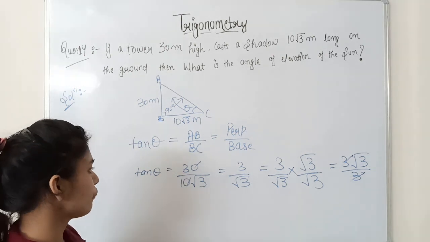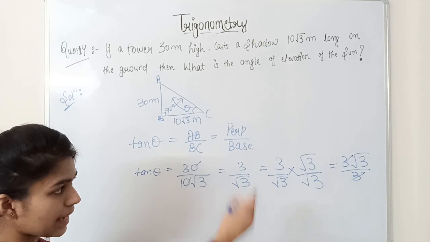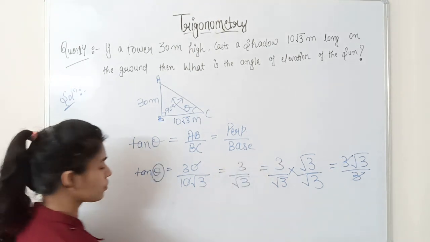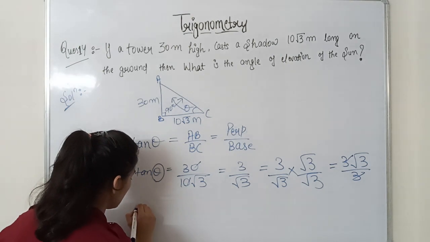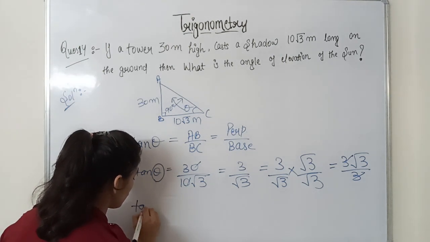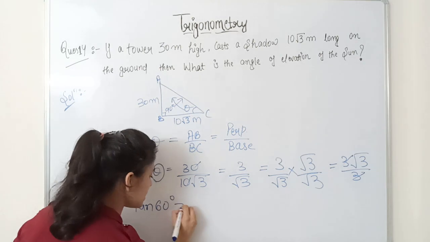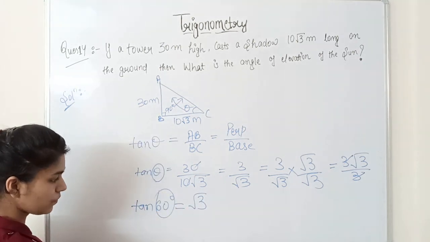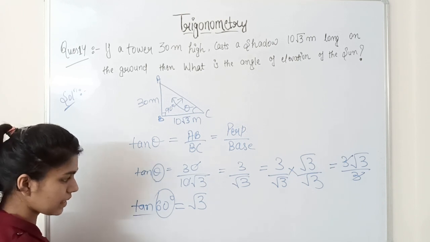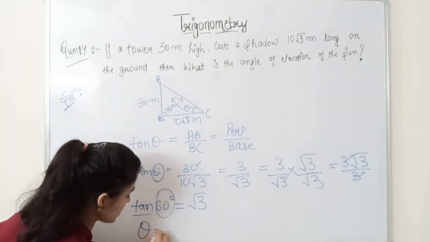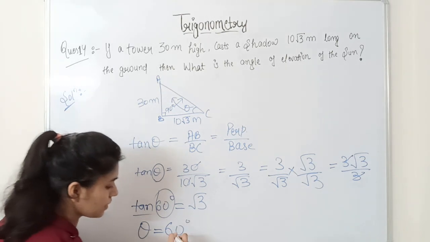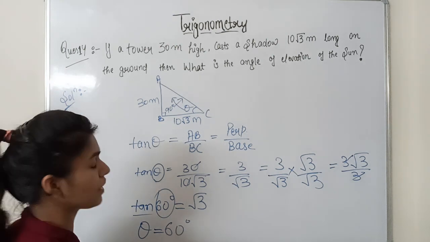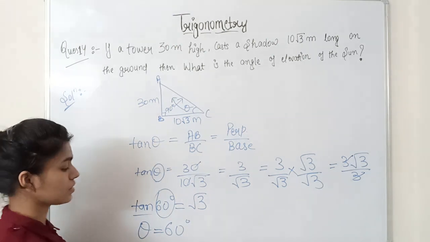The value of theta at root 3 of tan is equals to 60 degree. Tan 60 degree is equals to root 3. So at 60 degree angle, value of tan theta is root 3. So theta is equals to 60 degree. This is the angle of elevation of the sun. In this question we have to find the value of theta. So this is the value of theta.